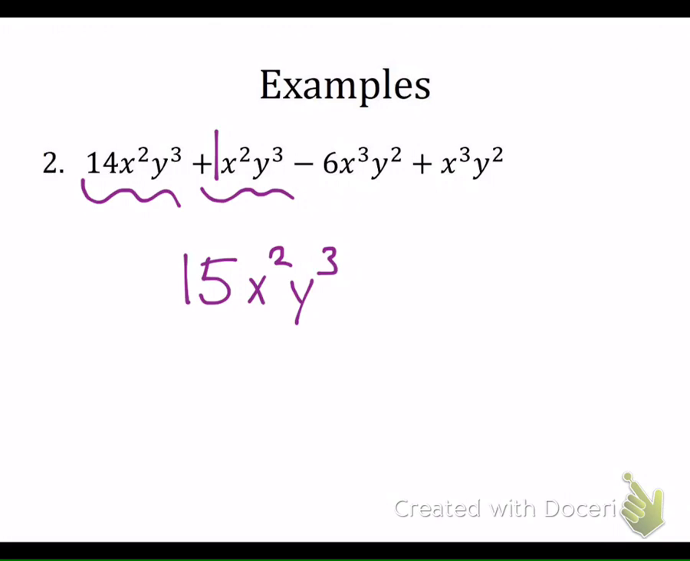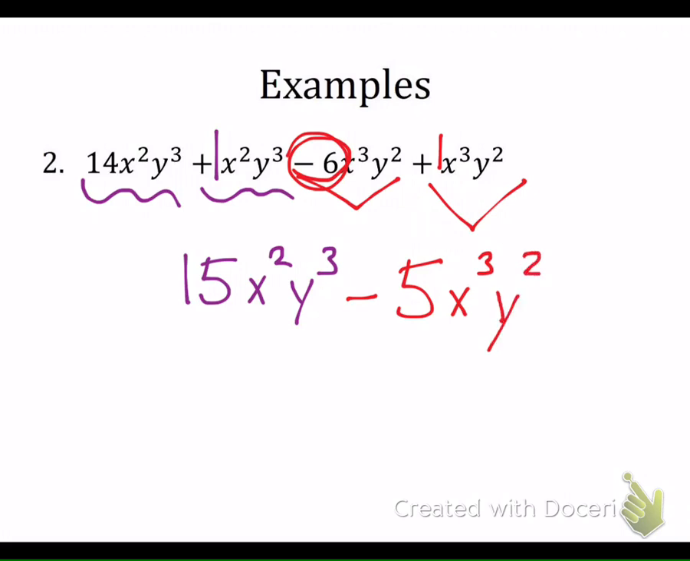And then back here, we have x to the third y squared, x to the third y squared. So we can combine those as well. And this guy has to stay with the 6. So it's like a negative 6 plus 1. That would give me negative 5 x to the third y to the second.